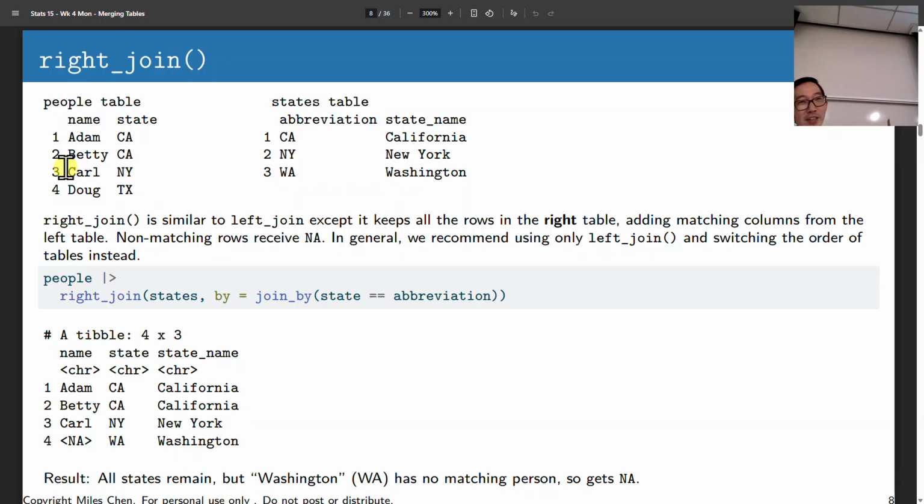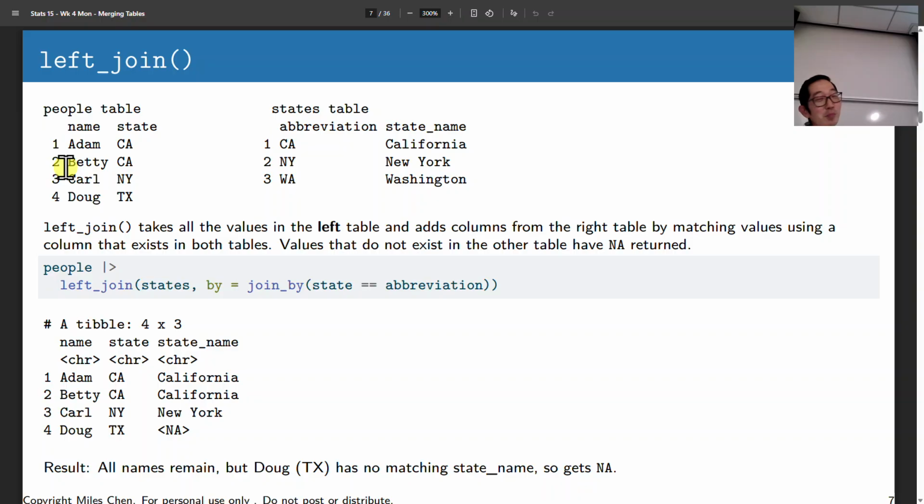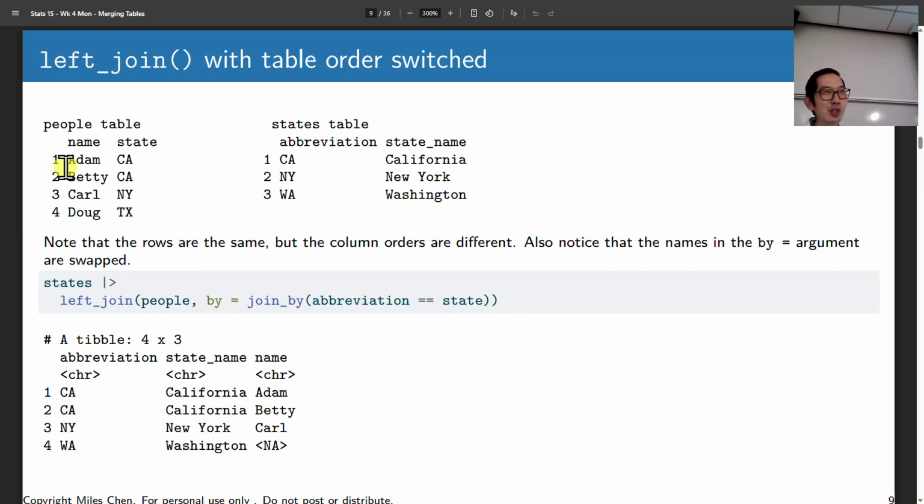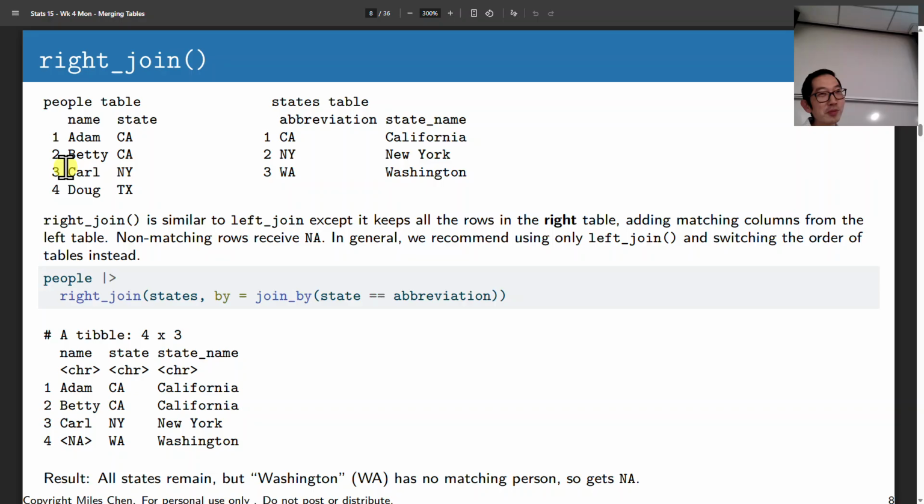It's a little weird, right? I include right join for completeness, but I don't know. Maybe I should just skip it and just say only use left joins and switch the order when you need to switch the order. That's generally what we recommend. But do right joins exist? They do. This is how they work.